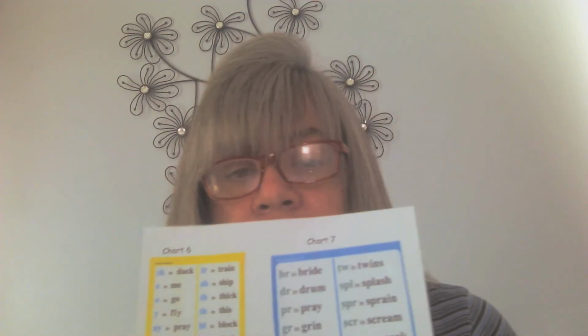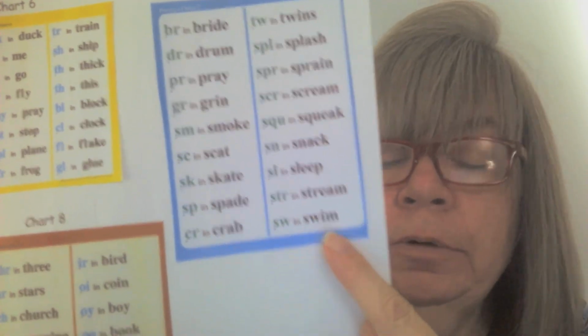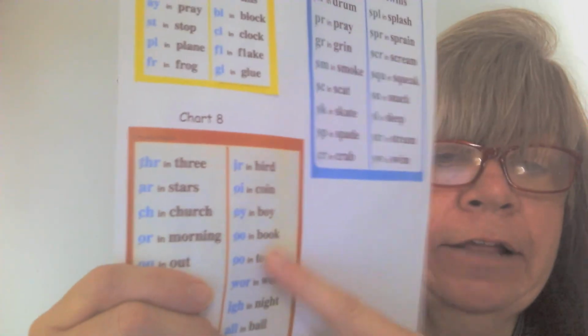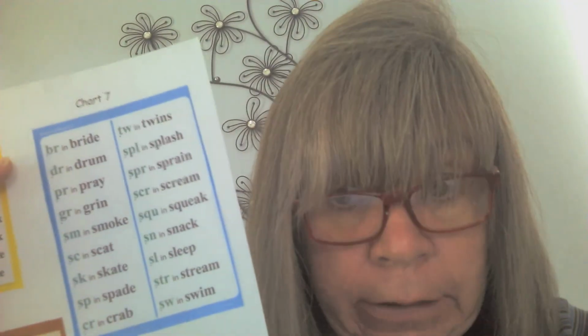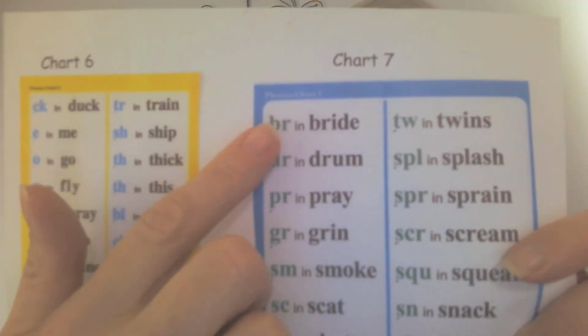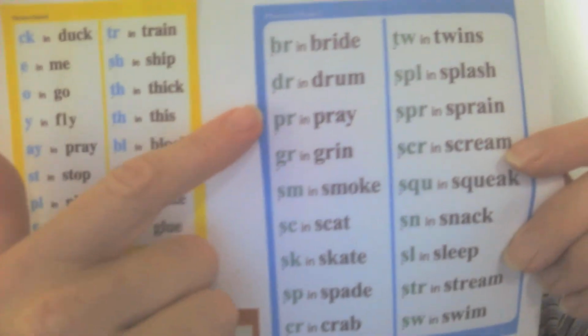Okay, boys and girls, here we go with some charts. Maybe you have chart 7 still in your envelope and chart 8, because that's what I'd like to do today. So let's play fill in the blank. I'll say one sound and then you say the next one. So I'll do this one. B-R, burr and bride. Now you do that one.